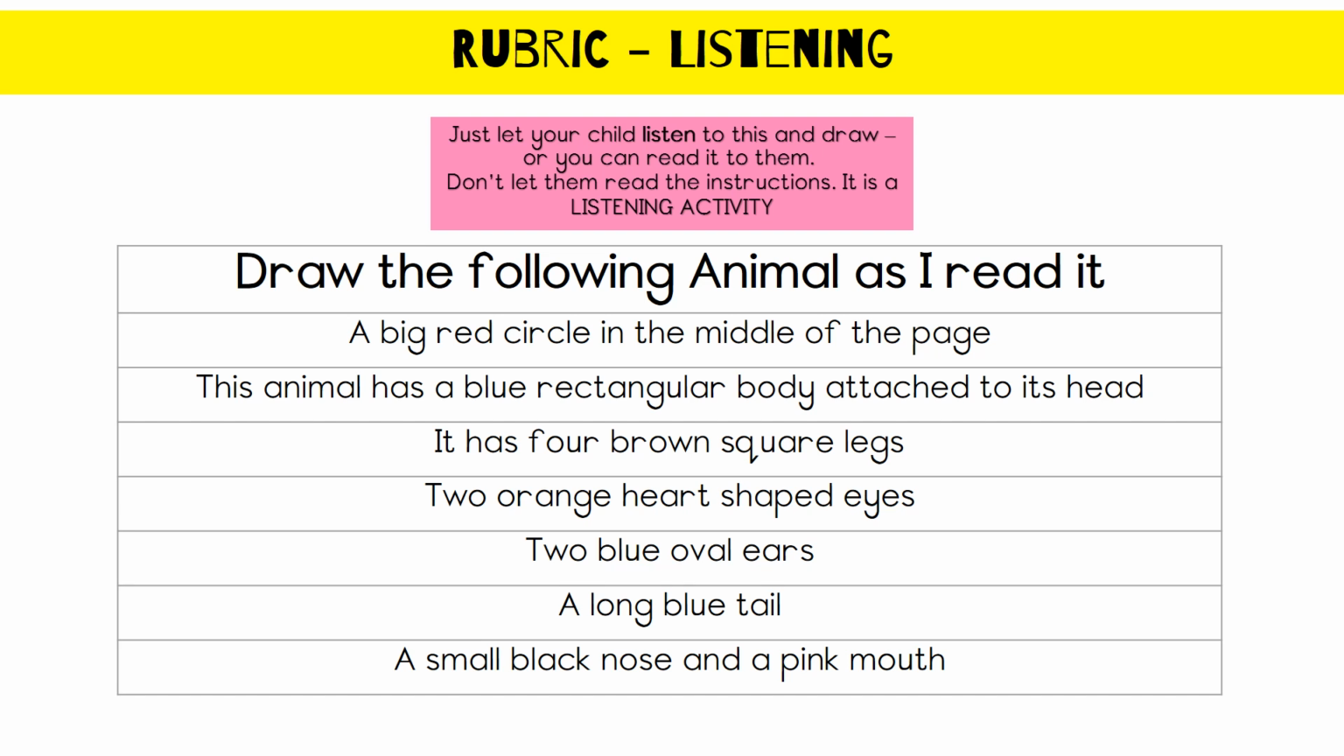Next, a long blue tail. So this animal has 2 blue oval ears and a long blue tail. And then the last thing you're going to draw for me is a small black nose and a pink mouth.